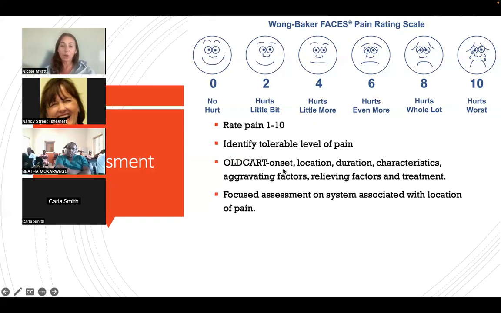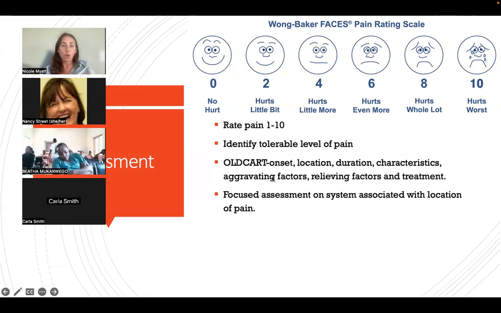The next thing we want to know is when did it start? What was the onset? When did the pain start? Where is really important. Where is the location of the pain? Duration. Is it off and on? Is it constant? Describe that. Characteristics. Is it sharp? Is it dull? Is it throbbing? Ask the patient to describe the pain.